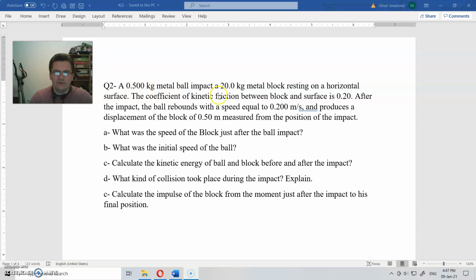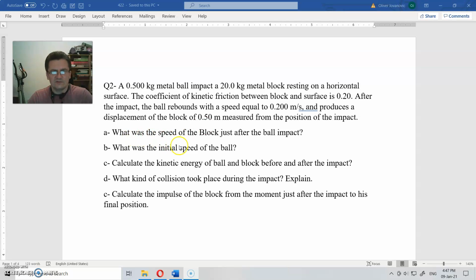A half-kilogram metal ball impacts a 20-kilogram metal block resting on a horizontal surface. The coefficient of kinetic friction between the block and the surface is 0.2. After the impact, the ball rebounds with a speed equal to 0.2 meters per second and produces a displacement of the block of 0.5 meters, measured from the position of the impact.